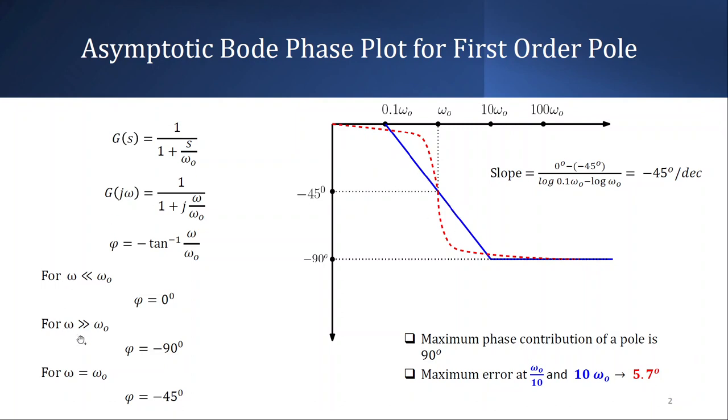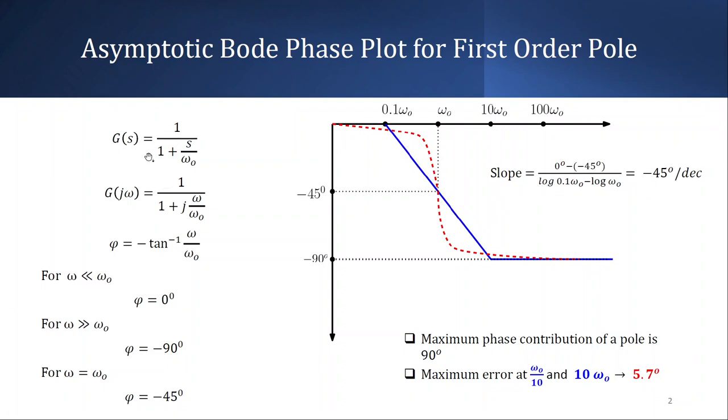So when omega is far more than omega 0, what is the phase that this single pole contributes? Maximum phase contributed by a single pole is minus 90 degrees. So when omega is much higher than this corner frequency omega 0, you see that the phase would be minus 90 degrees. And when omega is equal to omega 0, if you put omega equal to omega 0 over here, the phase would be minus 45 degrees. This is what you see in the Bode asymptotic phase plot. So what is the slope of this line? Slope of the line is minus 45 degrees per decade.